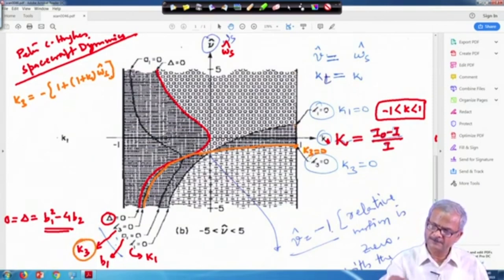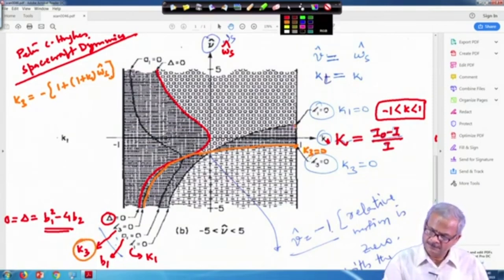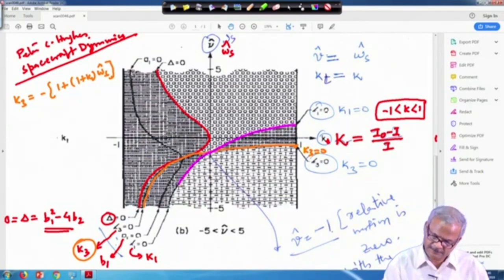And this line is for k1 equal to 0, and this line comes like this, and both of them cut on this y axis, on the omega s cap axis. So, this is their cutting point, okay. And this particular line v1 equal to 0, this is not of interest to us, okay.